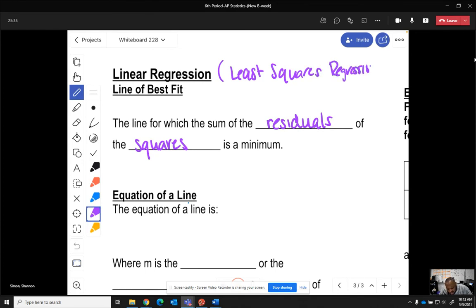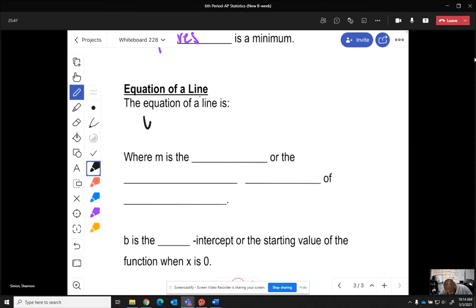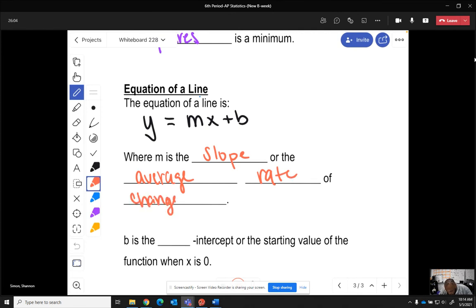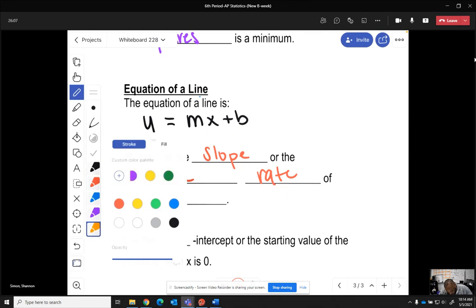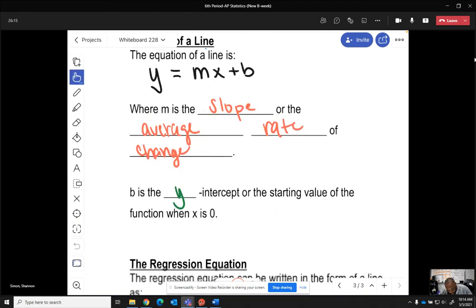And what it tries to do is minimize the squared value away from some mean line, some average line. And we do that by starting off with, what is a line? What's the equation of a line? Well, we know the equation of a line is y equals mx plus b, where m is generally what we call our slope, or the average rate of change. And b is what we call the y-intercept. It's the starting value of the function when x is set to 0.